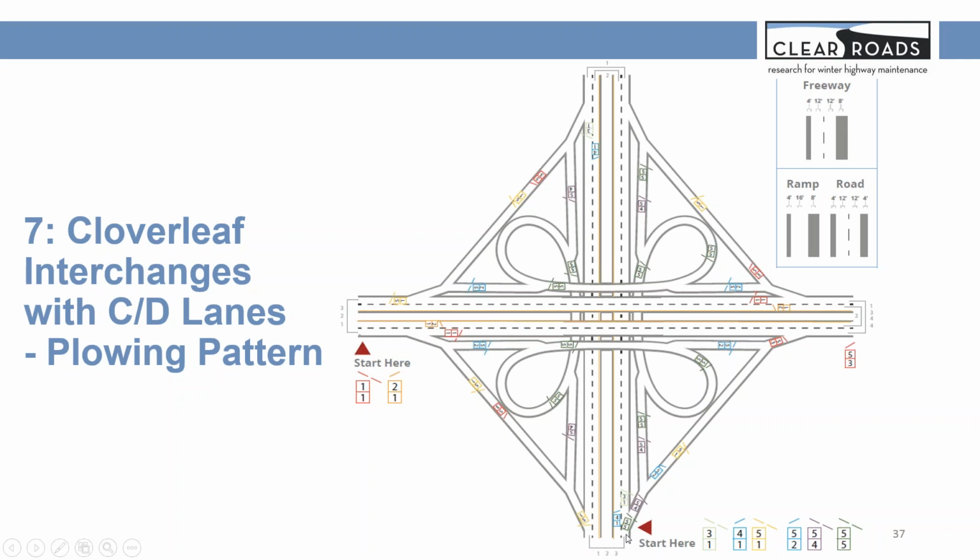Start pass number 2. So pass number 2, still going to the ramp and turns around here and clears the CD lane, the westbound, and turn around, clear the CD lane of the westbound, and finish pass number 2. And it turns around to start pass number 3 again to clear all the outer ramps.